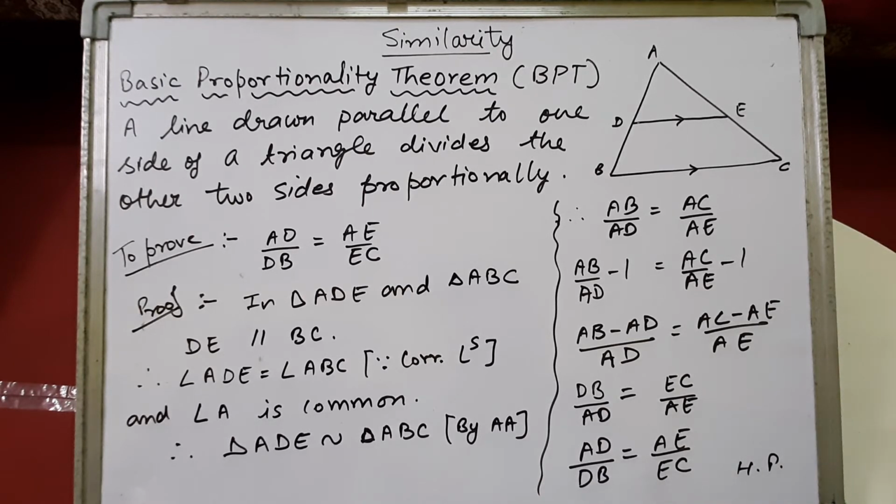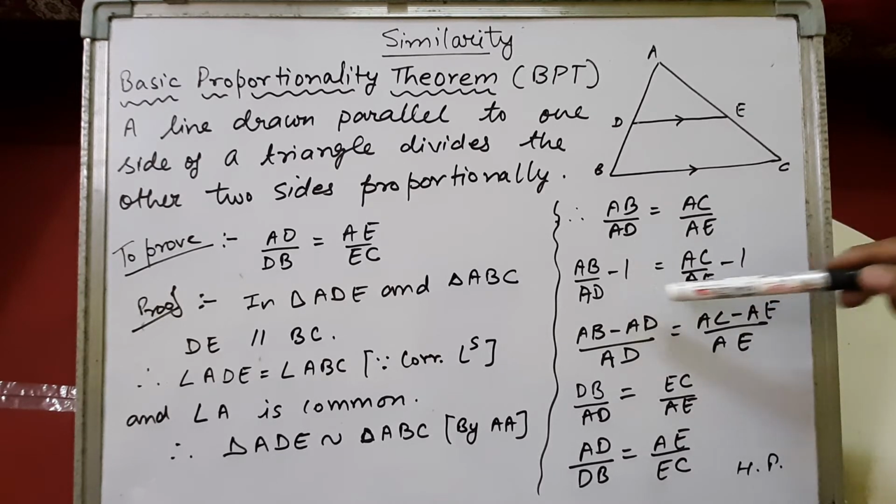So from here we can conclude that triangle ADE and triangle ABC are similar to each other by the AA postulate. Now we know, as we have studied, that when two triangles are similar, the ratio of the corresponding sides will be equal. So we can say that AB upon AD equals AC upon AE, right? We can subtract or add any term, it will not affect the proportion, so we can subtract 1 here.